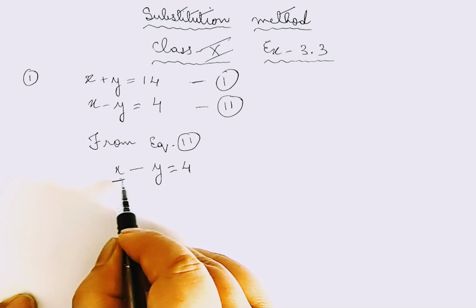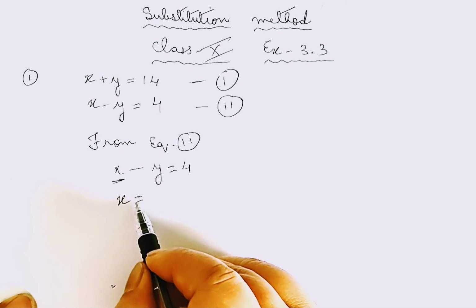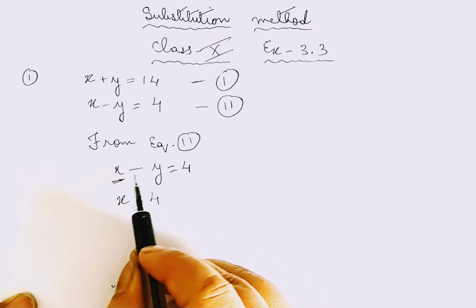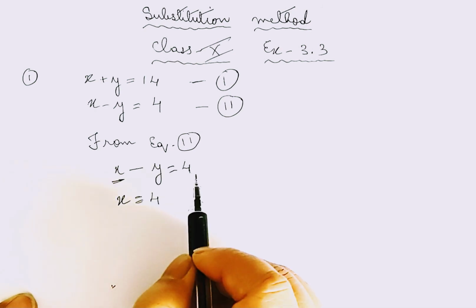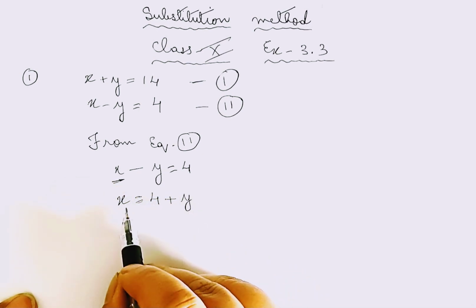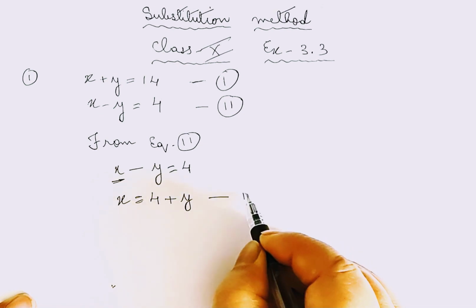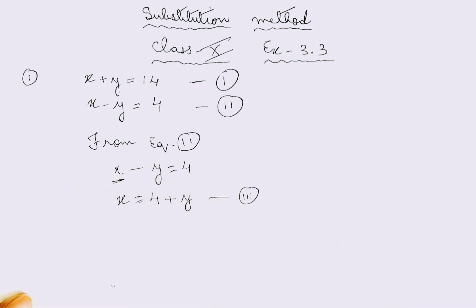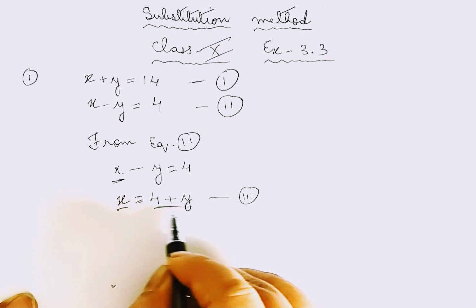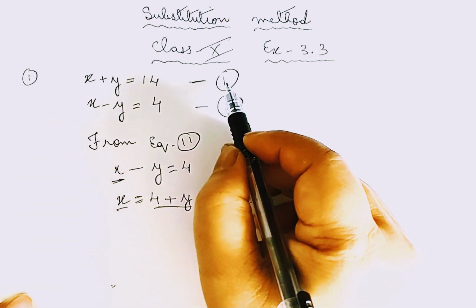Let's find the value for x. Then x is equal to what? Let the equal sign be here, let the 4 be here, and as we are taking this minus y to the right hand side of the equal, it will become plus y. That is x is equal to 4 plus y. Let's name it as 3. Now you have found x is equal to 4 plus y, so we will substitute this value in equation number 1.